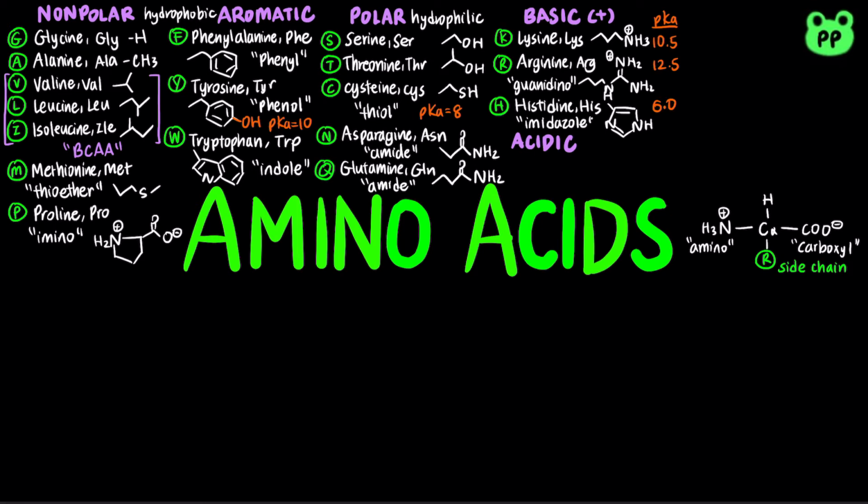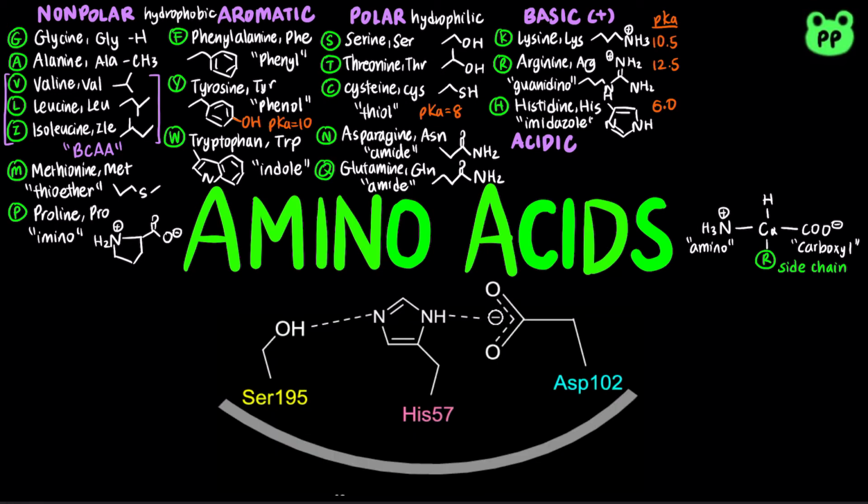Due to its pKa being close to 7.4, histidine acts as an effective catalytic residue, facilitating many enzyme-catalyzed reactions by serving as both a proton donor and acceptor.